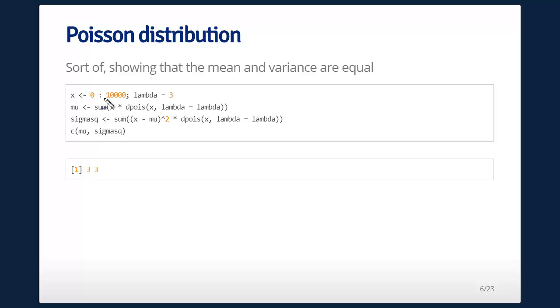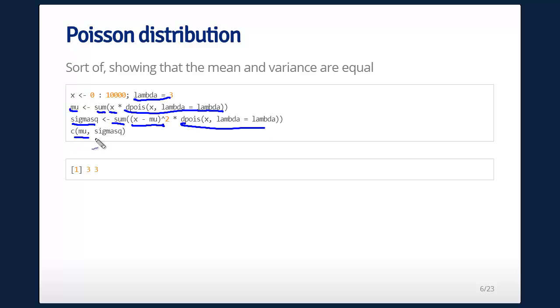So I'm going to take x out to infinity. For the purposes of this example, infinity is 10,000. But this goes pretty fast, so you could do 100,000 if you wanted to. You plug in whatever lambda value you want, and then our mean is just the sum of the x values times the mass function values, and my sigma squared is just the sum of the squared deviations around the mu value times our mass function values.